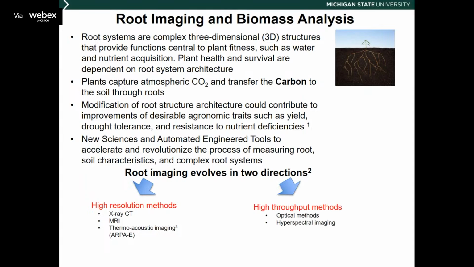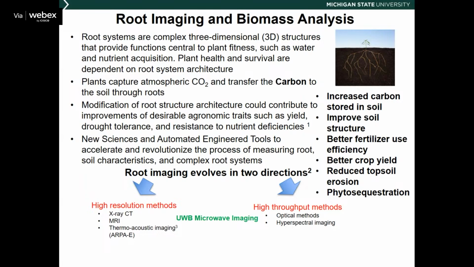The second is, by compromising the resolution, I want to get high speed or high throughput methods, for example, optical techniques, hyperspectral imaging. This gives you very pleasant imaging speed. Well, somewhere in between, this is where we want to combine both high resolution and high throughput. Together, we call this ultra-wideband microwave imaging.